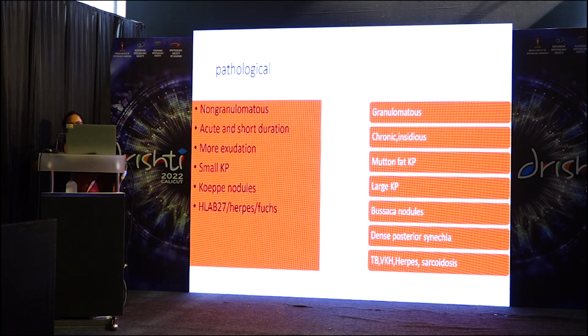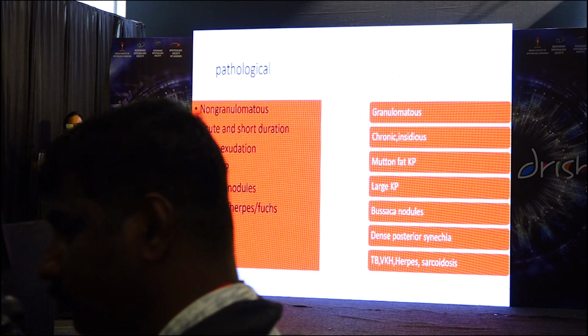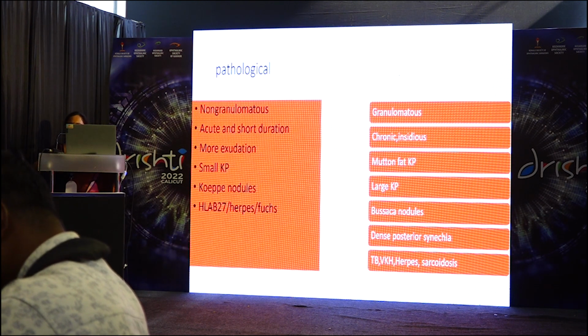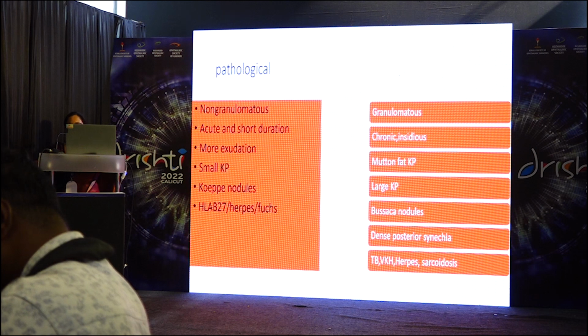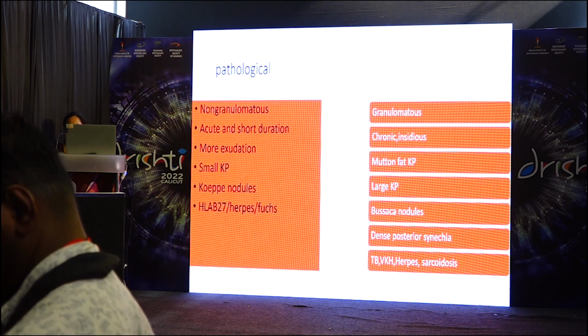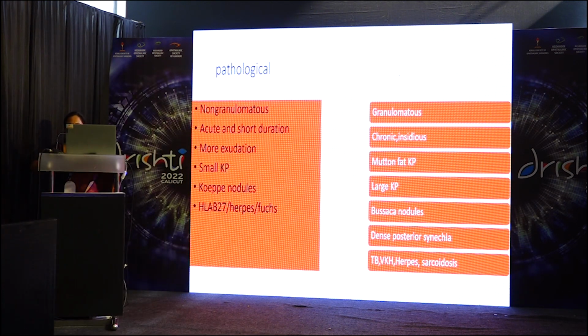Now, differences between granulomatous and non-granulomatous uveitis. Non-granulomatous uveitis is usually acute and of short duration with more exudation, small KPs, and Koeppe nodules, and could be seen in HLA-B27, herpes, and Fuchs. Whereas granulomatous uveitis is usually chronic, insidious. There are large mutton fat KPs. You could have Busacca's nodules and dense posterior synechiae. This is seen in TB, VKH, herpes, and sarcoidosis.